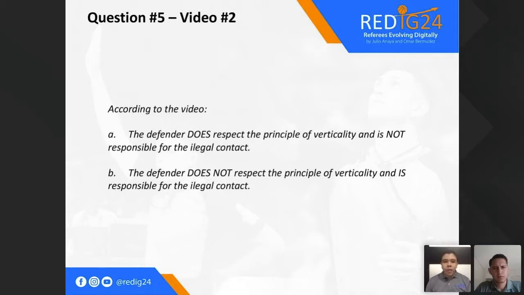And have this point clear. We are talking about who's responsible for the contact. We are not talking about whether a foul needs to be called or not. We are only identifying whether the defender is not respecting the principle of verticality, so he might be the responsible one for the illegal action. So let's watch video number 2.